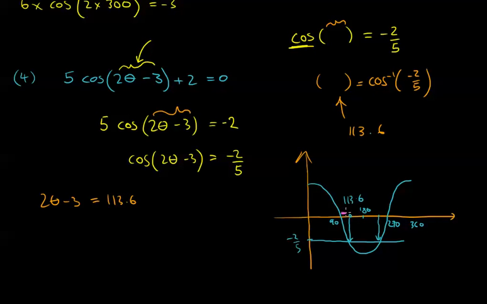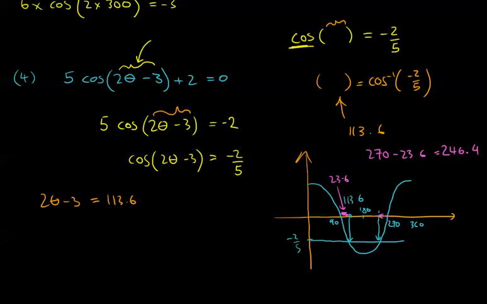What's this gap from 90? We need to just take 90 off that to see what the gap is. 113.6 take away 90 is 23.6. So this gap is 23.6. So let's go in that distance from 270. So 270 take away 23.6. What's that? It's 246.4.